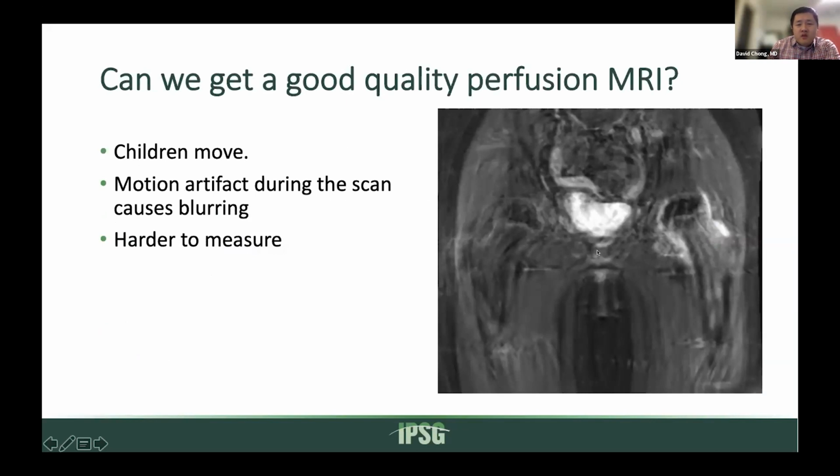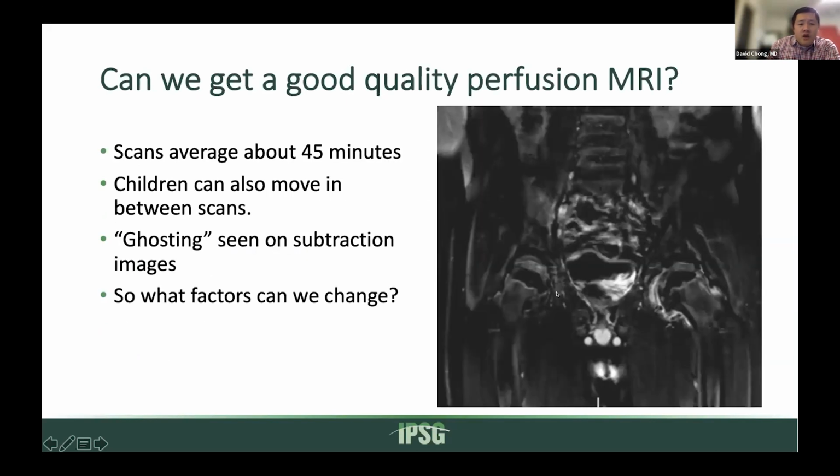So this is an example of a patient moving during an MRI. And these scans can actually last about 45 minutes when you do it with contrast. And then patients will move in between the scans. And if you get that, then when you try to do subtraction, you end up with this thing called ghosting, where you end up not being able to make your measurements because the subtraction images don't look good. You can still use the contrast films and make some judgments, but it's not as good as subtraction.